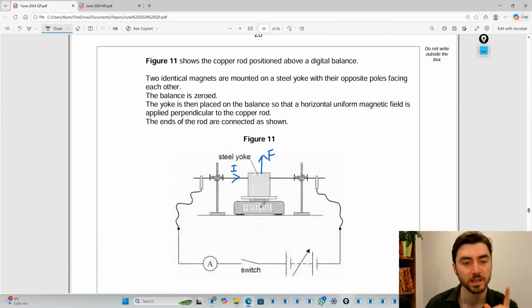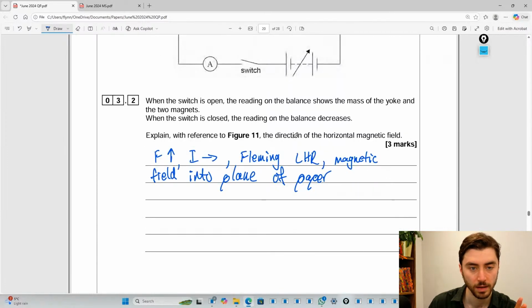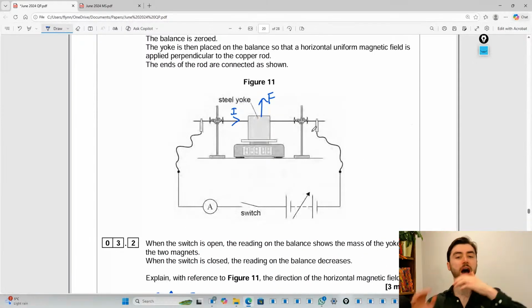Wait, so what exactly is being measured here? The yoke is placed on the balance so that a horizontal uniform magnetic field is applied, and the ends of the rod are connected. Okay, I think I understand what's happening. It shows the mass of the yoke and the two magnets. Oh my god. Okay, I think I understand what's happening now. Right. Guys, here's what I missed.